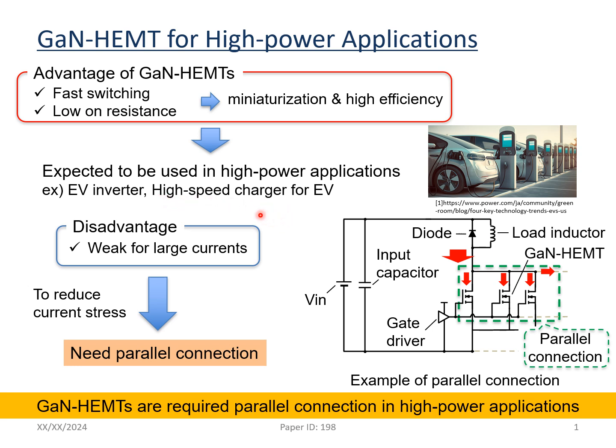However, GaN-HEMTs also have a disadvantage. They are weak against large currents. To resolve this, to reduce the current stress, GaN-HEMTs often use parallel connection. So GaN-HEMTs are required in parallel connection in high power applications.